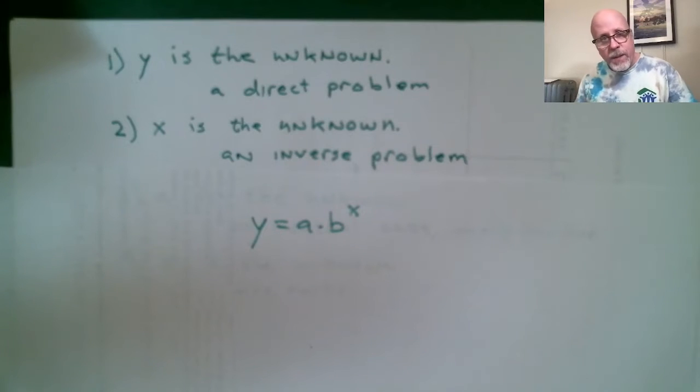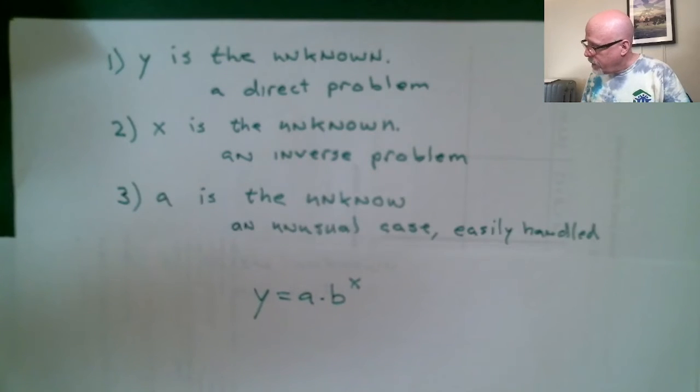What if x is the unknown? You know what y is, you know what a is, you know what b is, but x is left as a letter. That's an inverse problem, and we'll solve that. It's actually really easy because we have the inverse functions now, the logarithms. So we'll use logs to solve such problems.